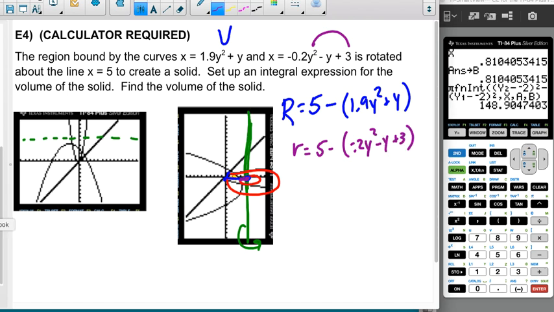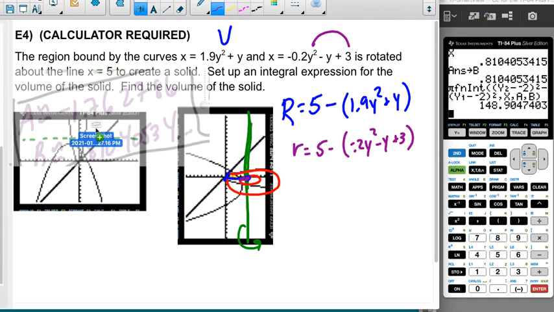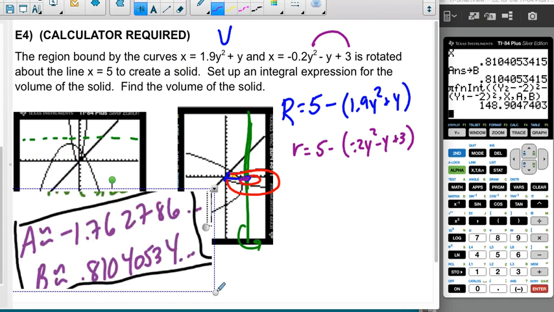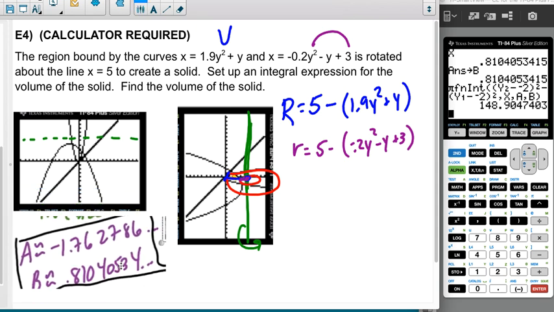I already know A and B because I accidentally found them in P4, so we'll just go steal them from P4. Sorry that I did that backwards. So I guess treat E4 as P4 because oops. All right, so there's my A and B, which I cheated and already found in a previous problem, so we're just going to stick with that. Or sort of a previous problem, kind of.